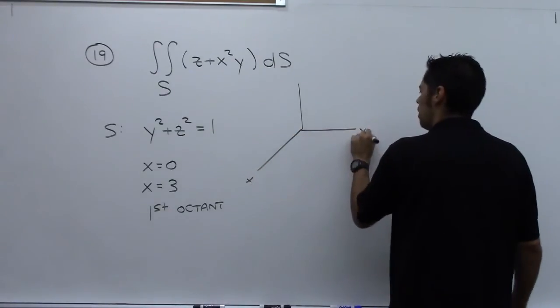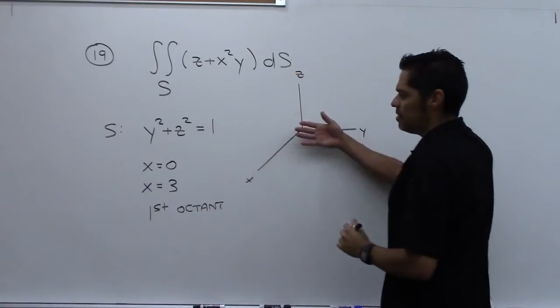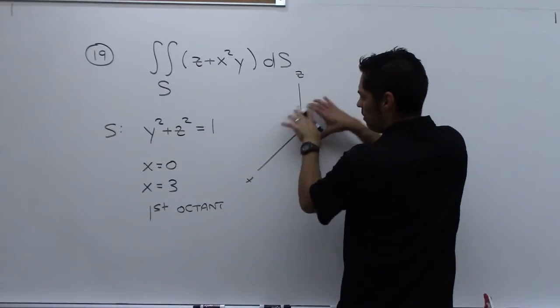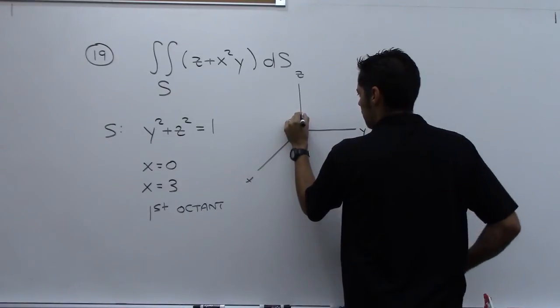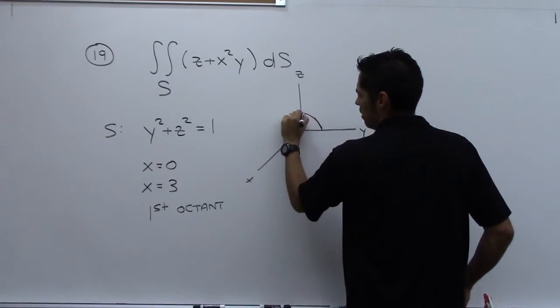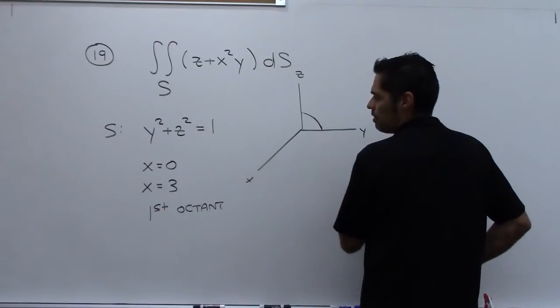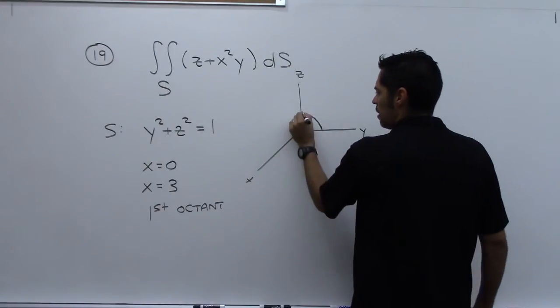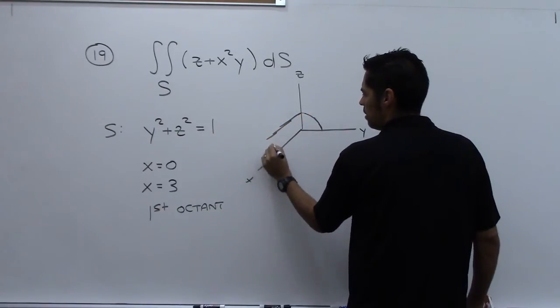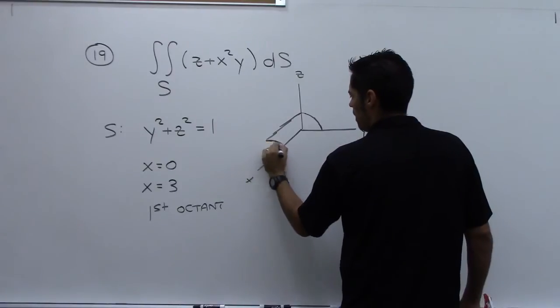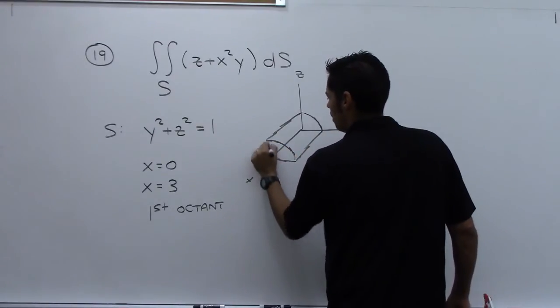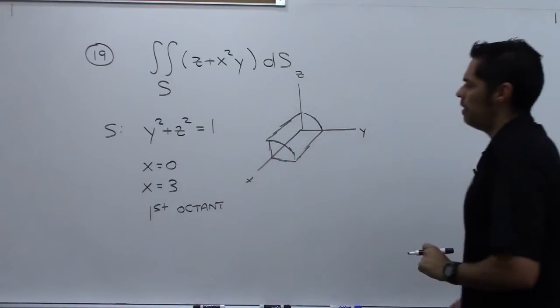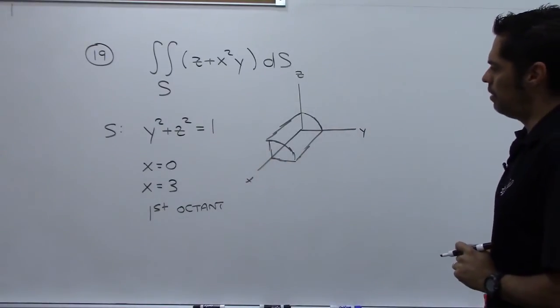X equals 0 is the YZ plane, and our cylinder comes out this way, so it's going to do something like this, and then it's going to wrap around the back side, but we're only in the first octant. It's going to come down like this to x equals 3. Okay, we'll have something like this. See if that makes sense to you here.